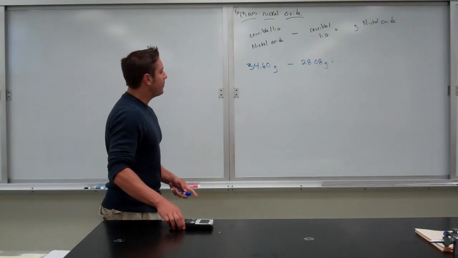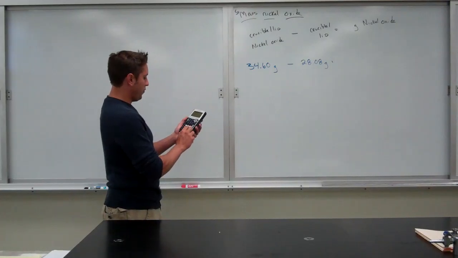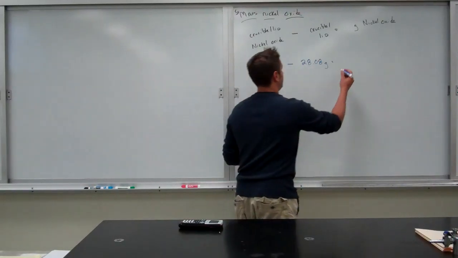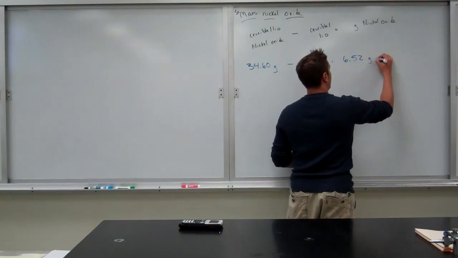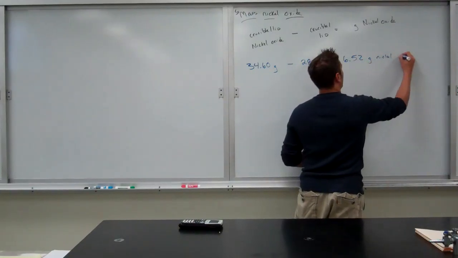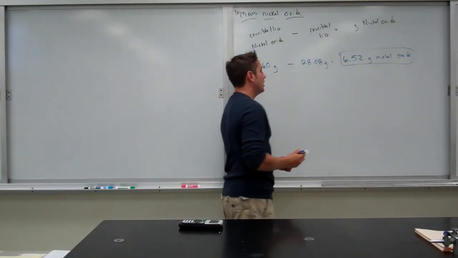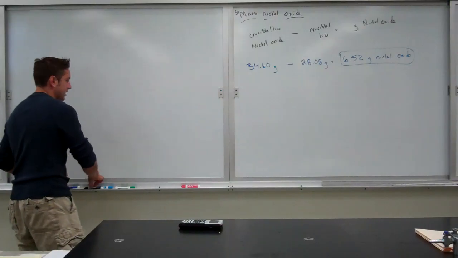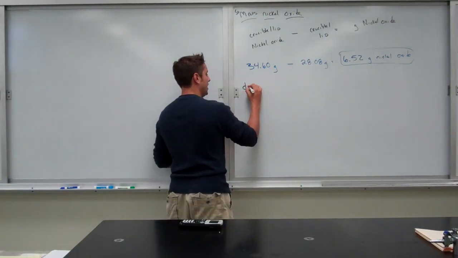Right, so same thing as before. You're adding and subtracting, so you care about places past the decimal. So 34.60 minus 28.08 looks like we get 6.52 grams nickel oxide. Now, that particular step was there to help us with the next step, because the next step, letter D, wants the mass of oxygen.